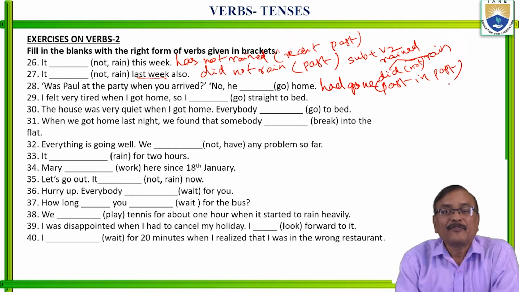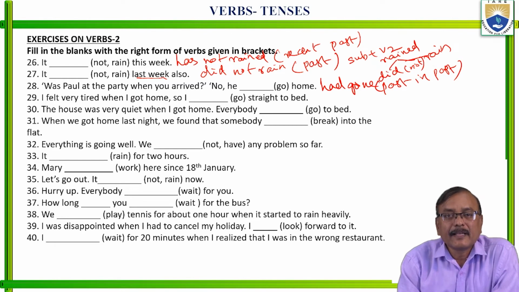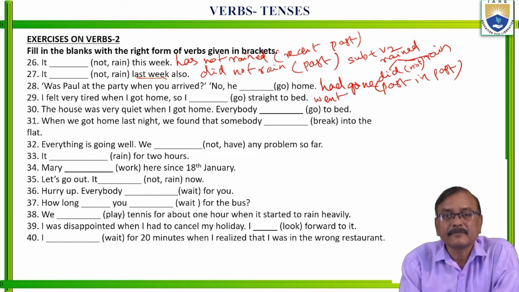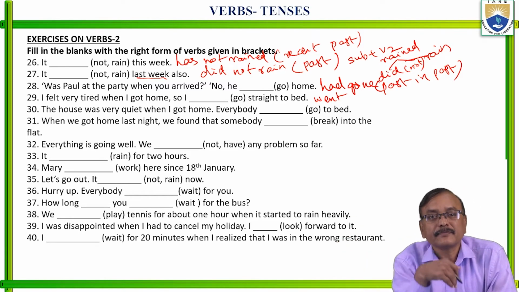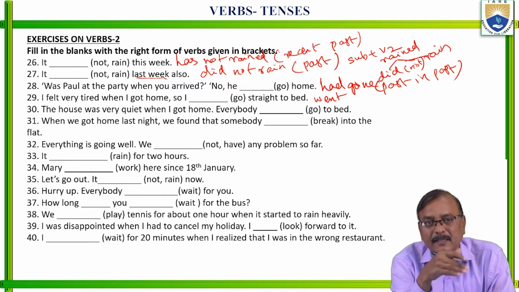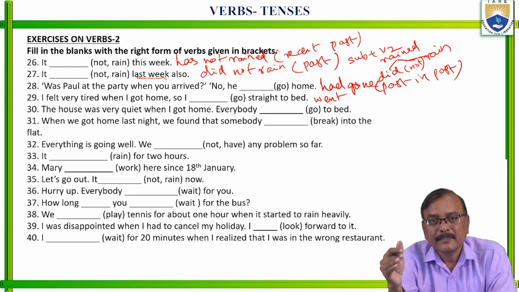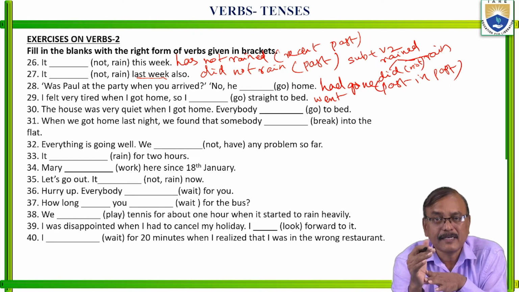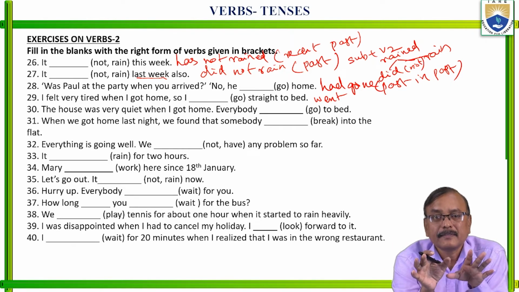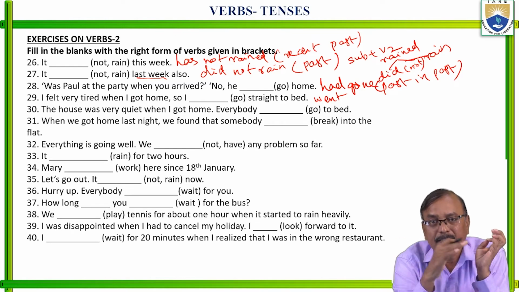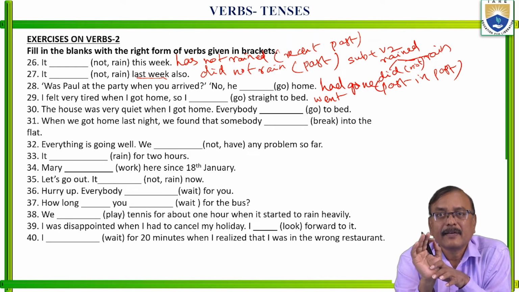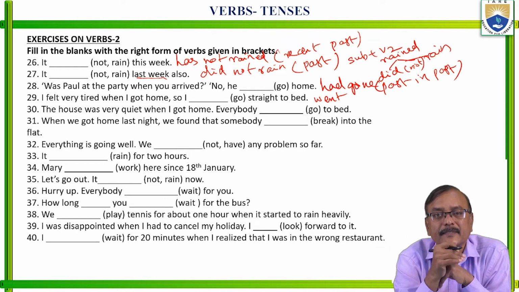I felt very tired when I got home. Next sequence. So I went straight to bed. Sequence of the events. Past events in sequence are not linked within a sentence with before or after like that. They are separate sentences, showing a sequence. So that should be in simple past. I felt very tired when I got home. So I went straight to bed.